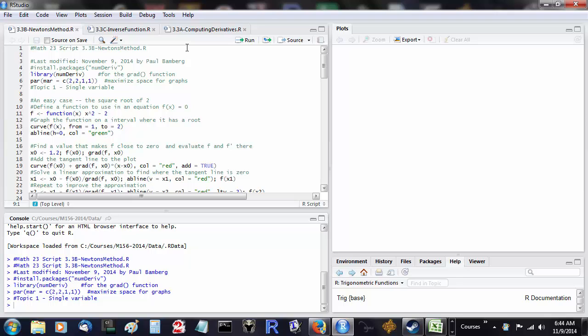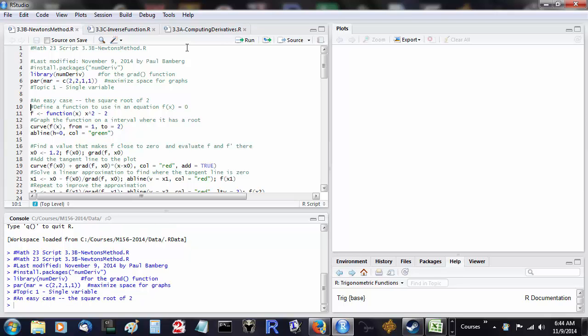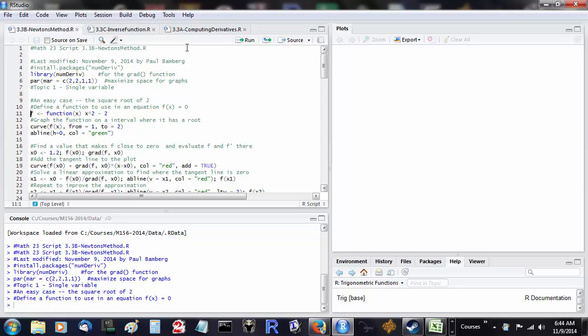Let's start with the easiest example, finding the square root of 2 by using Newton's method. You always want to define a function that you can use in an equation of the form f(x) = 0, and in this case the function is not x squared, it's x squared minus 2. If x squared minus 2 is equal to 0, then x is the square root of 2.